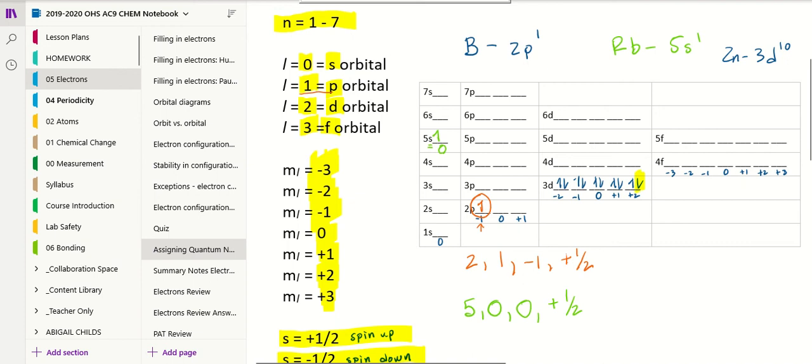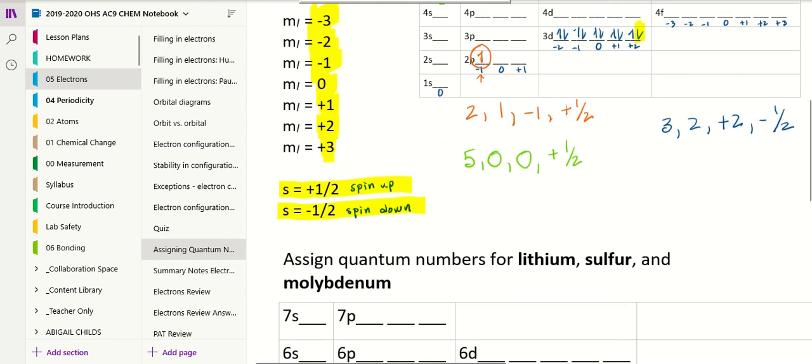So, my energy level? 3. My sublevel? D is 2. My orbital? +2. And my spin is -1/2. So you're just finding the last electron you are filling in, and then you are assigning four quantum numbers each time. Think we can do it? Let's give it a try.